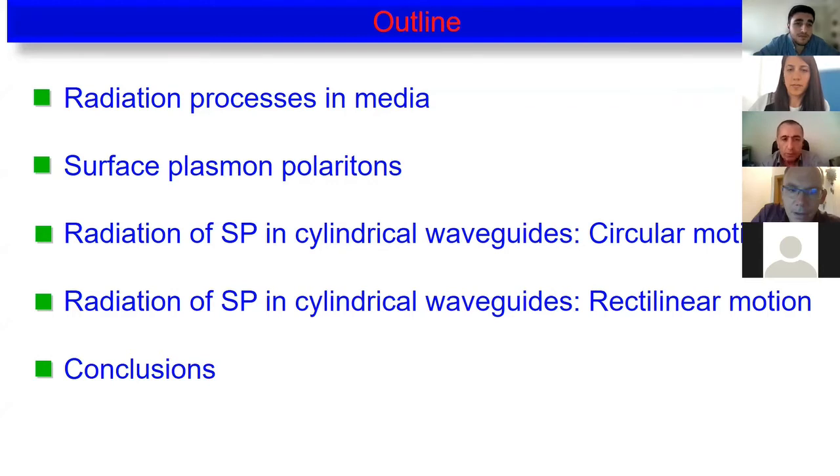The talk will be constructed as follows. I will speak firstly about some radiation processes in media, and then some words about surface plasmon polaritons, and then I will consider two geometries. The first one is the radiation of surface polaritons in cylindrical waveguides when the charged particle rotates around the waveguide, and the second one is the radiation when a charged particle moves along a rectilinear trajectory outside of the cylindrical waveguides, and after that I will make some conclusions related to the results.